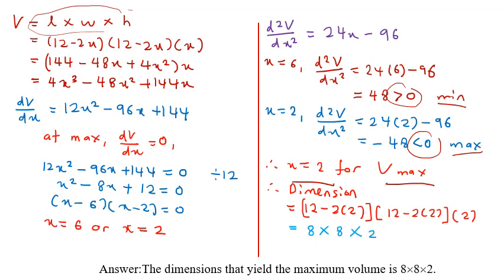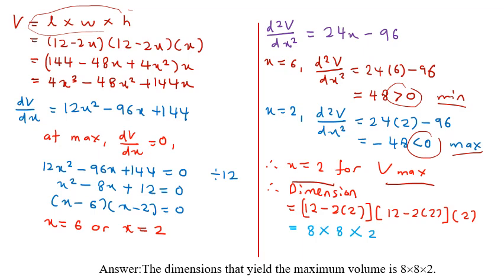Okay, remember the dimension, we have to write in front of this one: length times width times height. Okay. So be very careful with this example. So that's why it's very important for you to read the question very carefully. The question asks about dimension when V is maximum. Okay. So don't forget the final answer must be in terms of dimension.